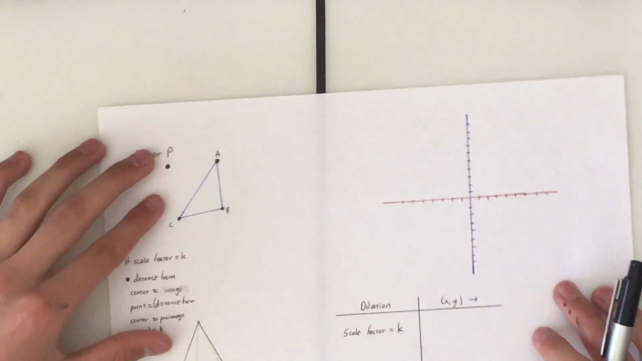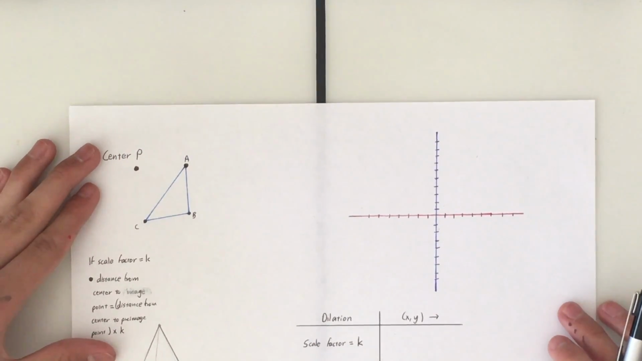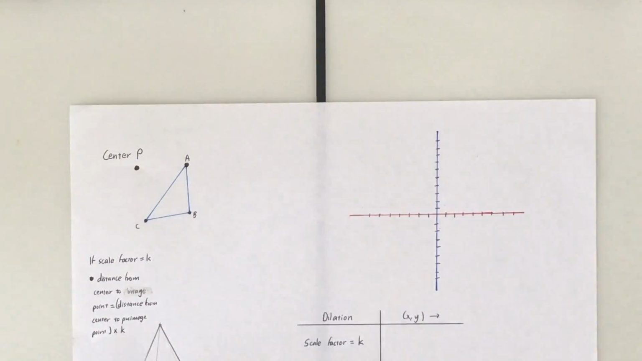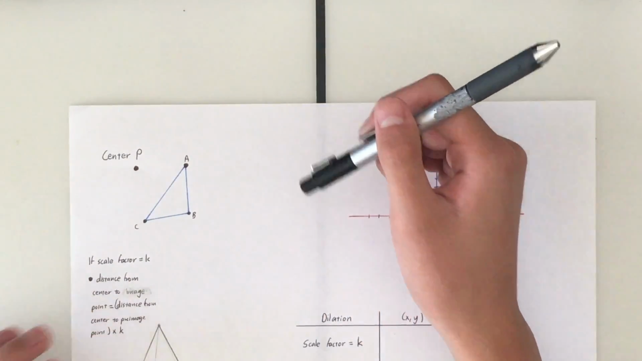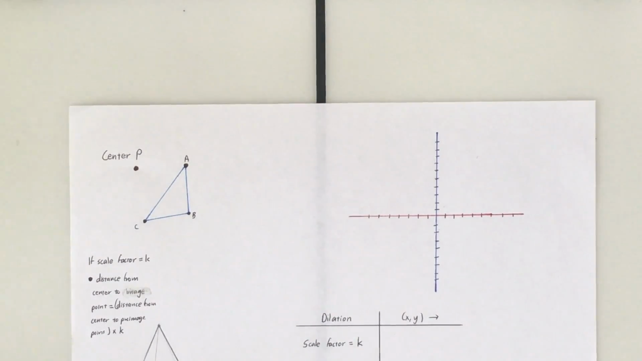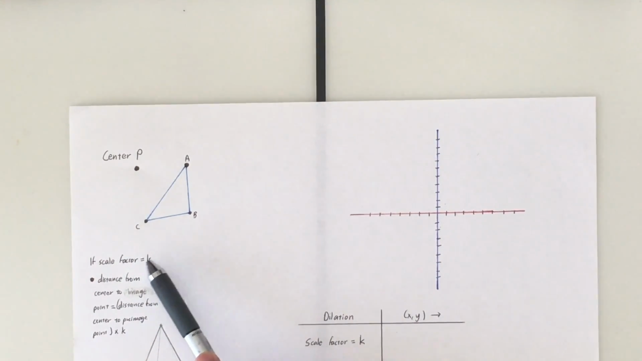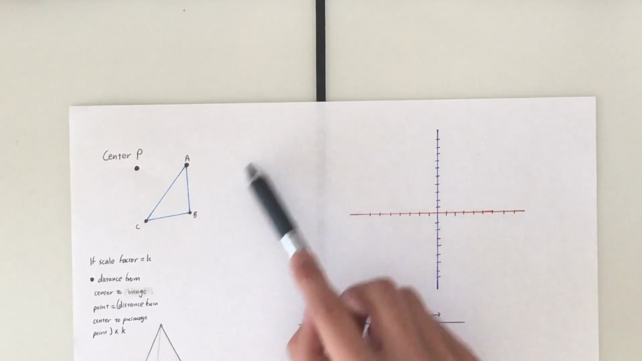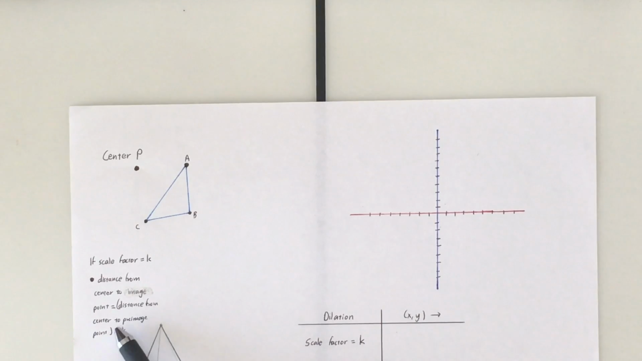So when you do dilations, there's a point called the center. The center point is basically where you dilate from. So there's a rule for dilations, and that's if, say you have a scale factor of k, the distance from the center to the image point, so let's say there's an image point somewhere out here, is the same distance from the center to the pre-image point times the scale factor.